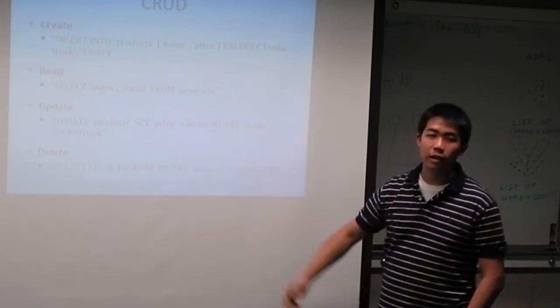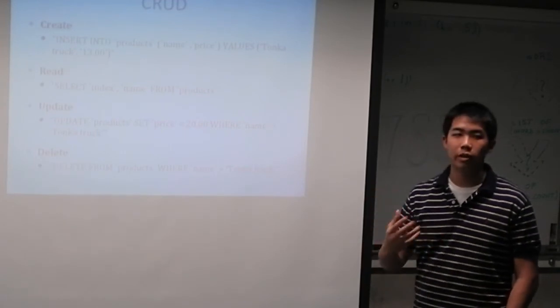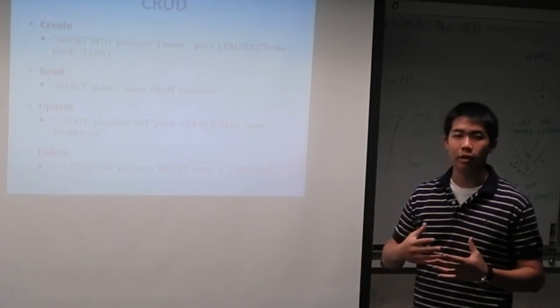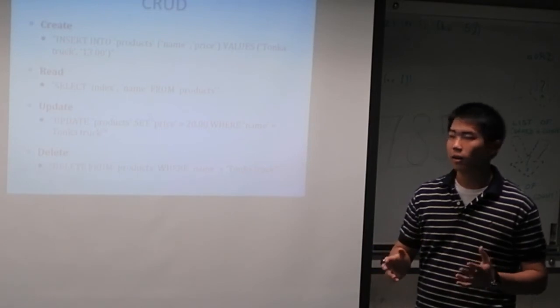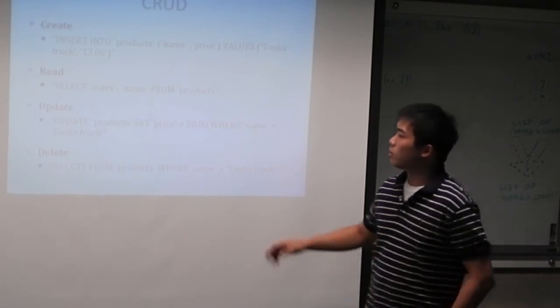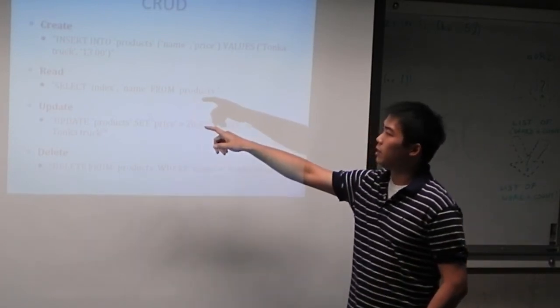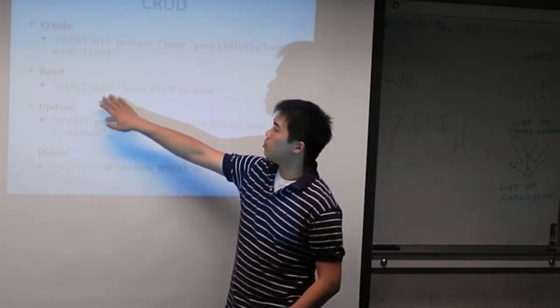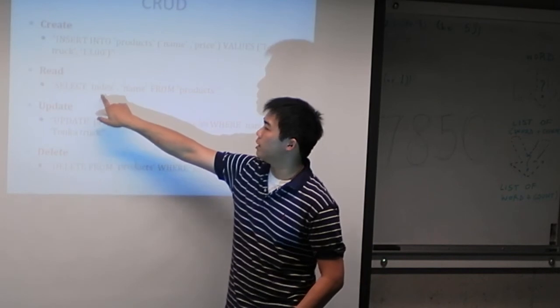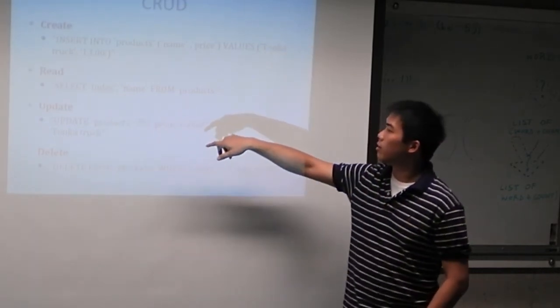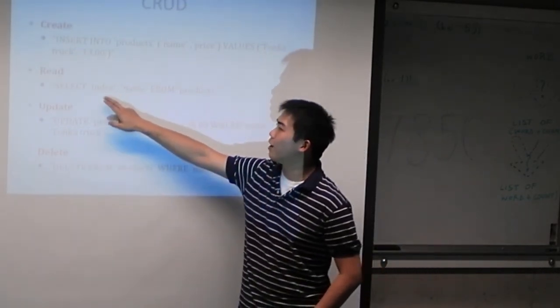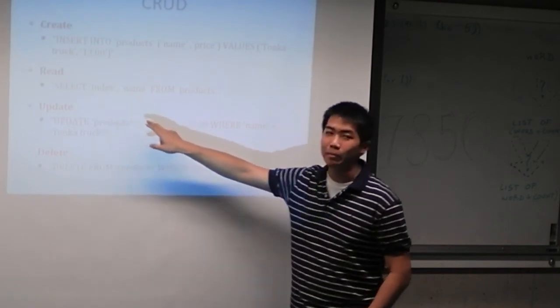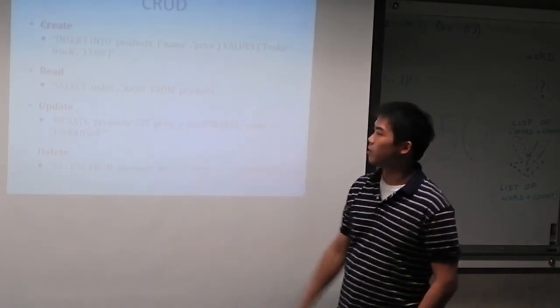In a read, what that allows us to do is just query the database and grab information without altering any of the contents. And that works by having what you call a select statement. And it selects a table. In this case, it's two tables, an index table and a name table. Oh, I'm sorry. It selects two columns, an index column and a name column from the products table.